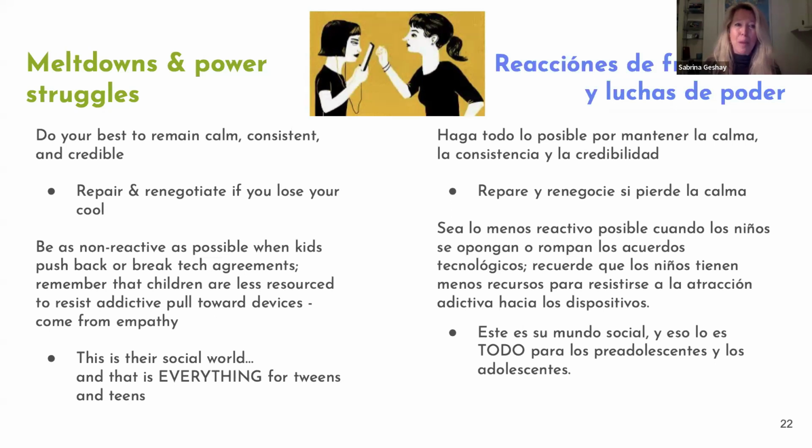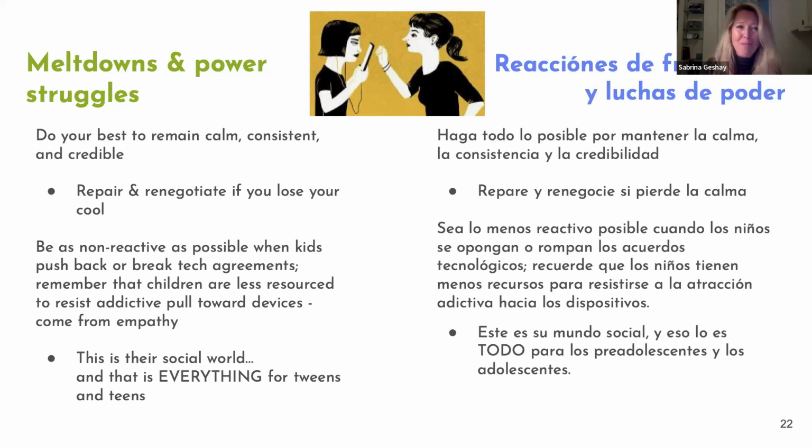And repair and renegotiate if you do lose control. If you get really upset with your child, this is a wonderful opportunity to model that you can make it right again by just saying, you know, hey, I really lost it just now because I was really frustrated, and I'm sorry, that's not what I want to do with you, and let's revisit what we agreed to, and I really need you to follow the agreements, or there will be consequences.